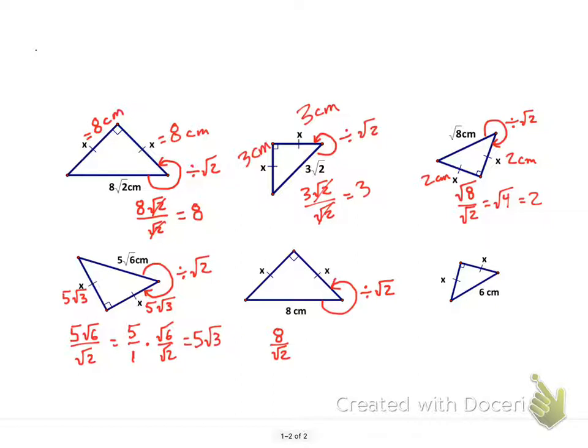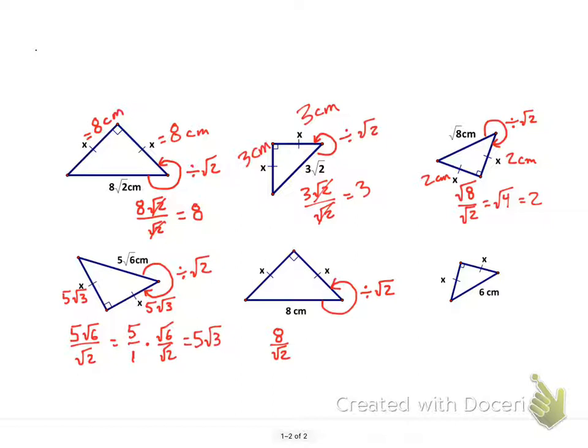Just 8 over the square root of 2. No, we got to do something else and multiply by what? Close. There you go. So this is what you guys were practicing with on Tuesday, and this is rationalizing the denominator.